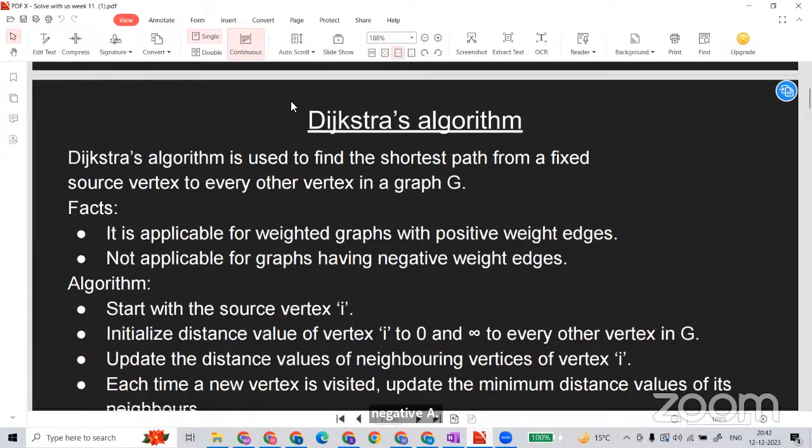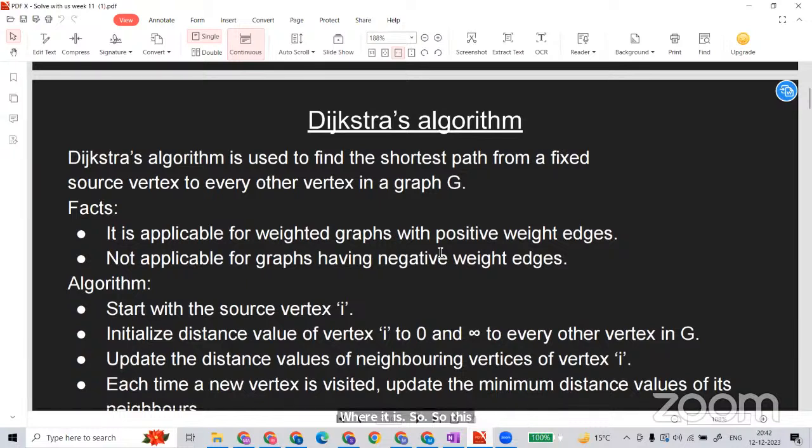The algorithm is to start with the source vertex I, initialize the distance value of vertex I to 0, and all other vertices to infinity. If you remember how the sir did that in the graph, he started with 0 at I. If the Dijkstra algorithm is started from vertex I, its time is given as 0, and all the rest are taken as infinite, because it is not even fixed at which time the other vertices are going to burn.